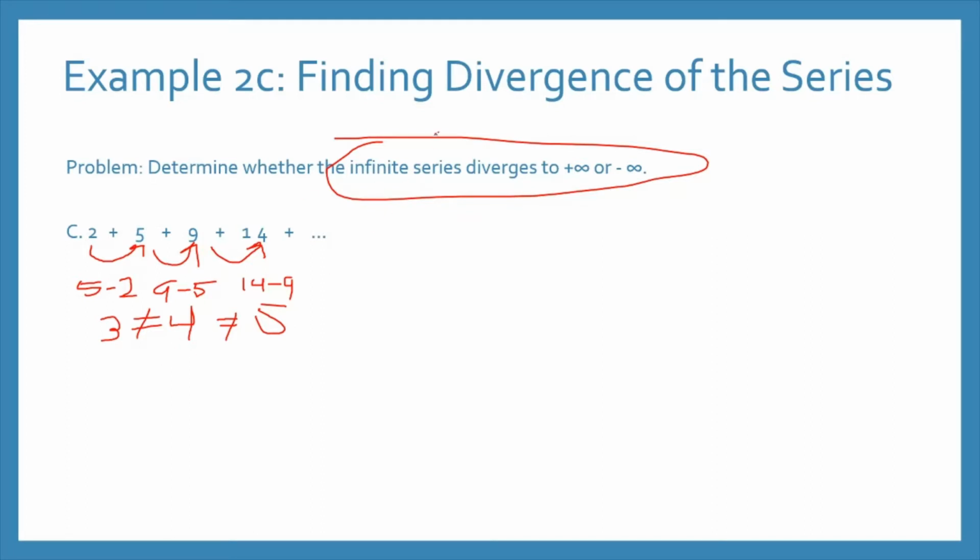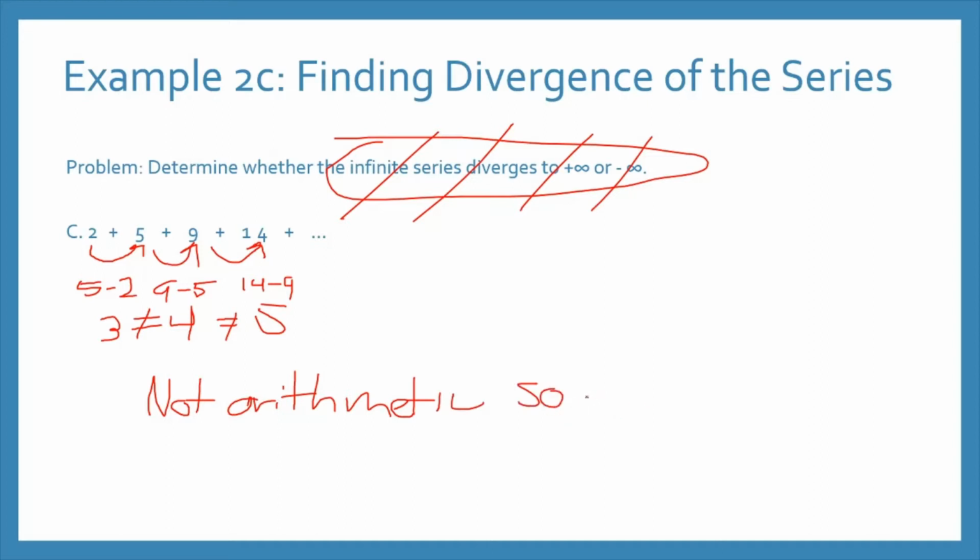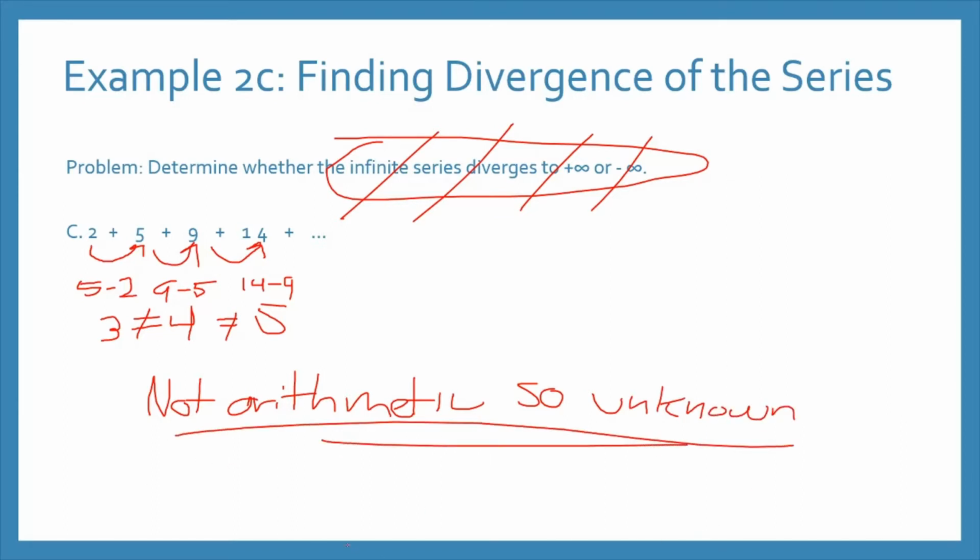So in this case, we're going to cross this out, and then we're going to write not arithmetic, so unknown. That's all we have to write there. You guys are basically determining if it is arithmetic, like you've done before. So in this case, since it is not arithmetic, you actually don't have to do anything with it, and we can just leave it as is.